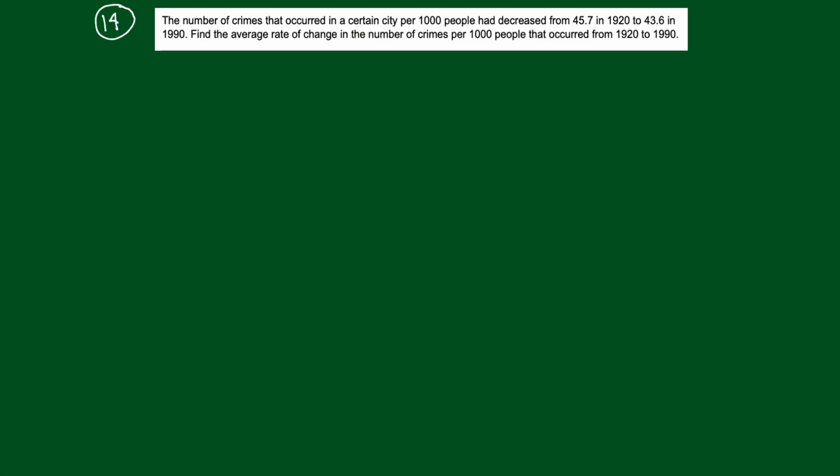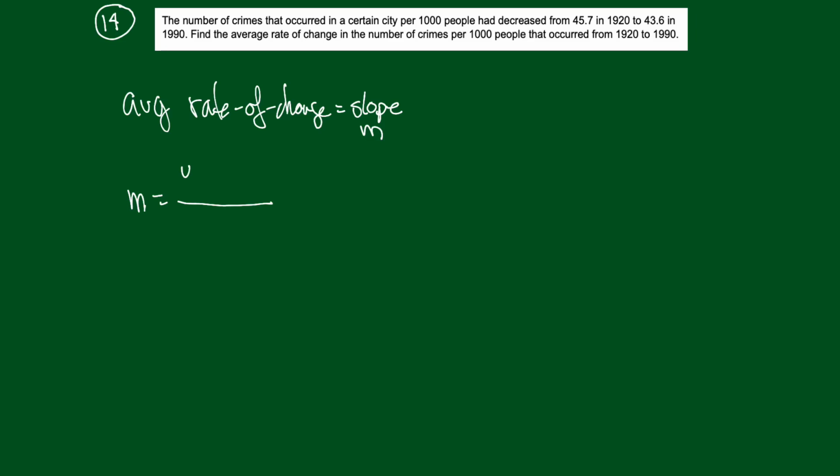Well, there's the key, the average rate of change. And we know this, that the average rate of change is equal to the slope, and that's our m. So here's the slope formula. M is equal to the second y, the second output, minus the first output, over the second input minus the first input.